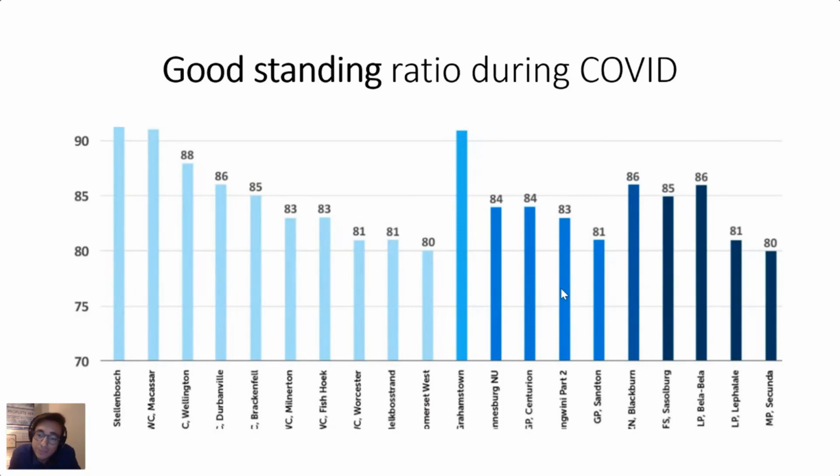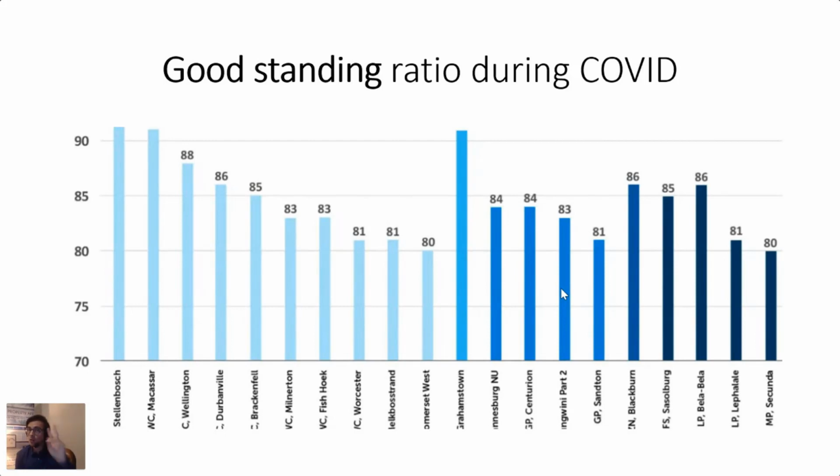You've got Centurion, you've got Sandton. Then we start looking in KZN, we've got Blackburn. And in Free State, we've got Sasolburg, Bela Bela. We've got a couple of some of the outlying towns. But now what I think you should be asking yourself is, have I looked at these areas? Because these areas have survived through a pandemic.